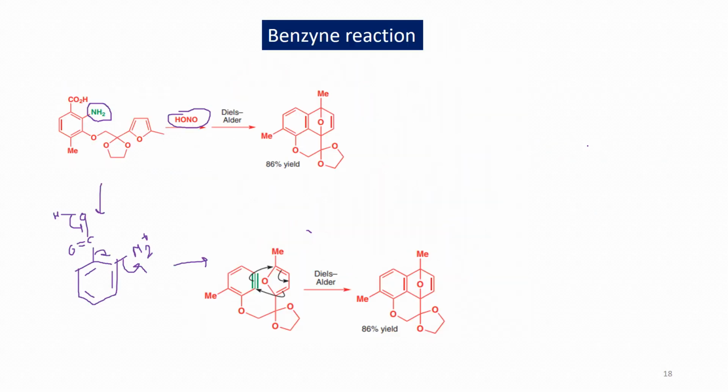So there is a diene inside our system. This diene will undergo the Diels-Alder type of reaction, giving us our desired product. Okay? Understood? I hope it's clear. Let's go to our next question.